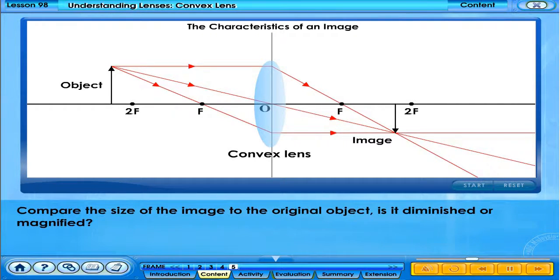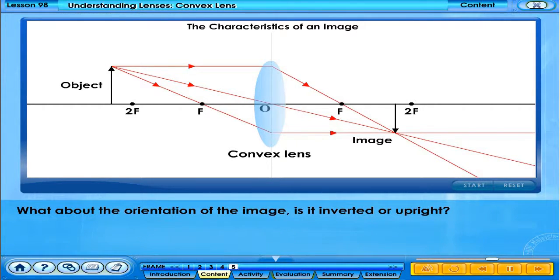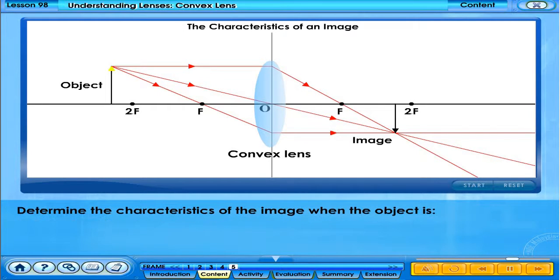Compare the size of the image to the original object. Is it diminished or magnified? The image is smaller than the object. It is diminished. What about the orientation of the image? Is it inverted or upright? The image is inverted. Move the object closer to the lens.